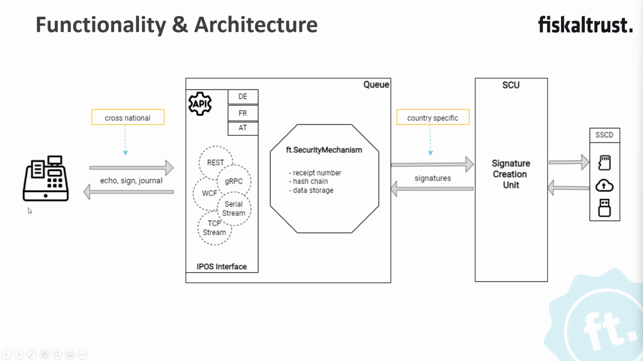Here on the left side we have the POS software. And this POS software can communicate with the middleware via the iPOS interface. This is a cross-national interface, which means that it is the same in each country we operate in. No matter where you use the middleware, you can always use the same interface, the same communication protocols, the same data structures, and so on. The only thing that changes is the tagging, something that we see later.